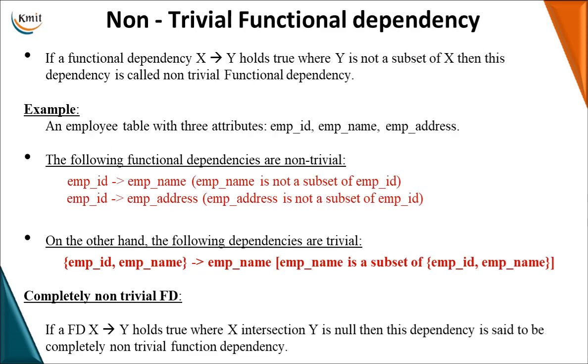Non-trivial functional dependency is a dependency that is true when Y is not a subset of X. That means it is fully dependent, like there is no part. Look at this, employee ID determines employee name, where employee name is never a subset of employee ID, but still it determines. This is called a non-trivial functional dependency.